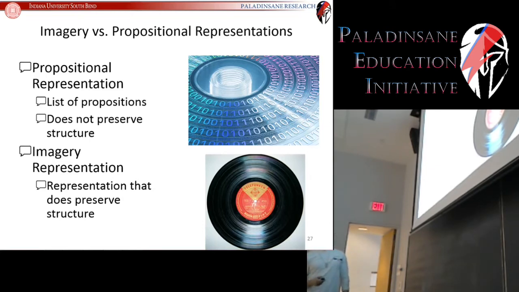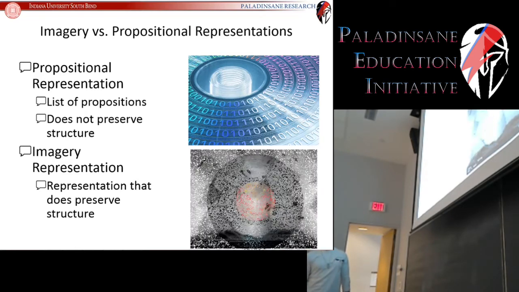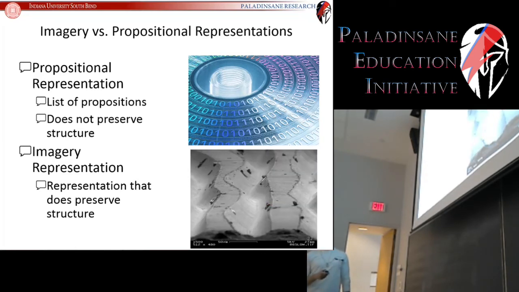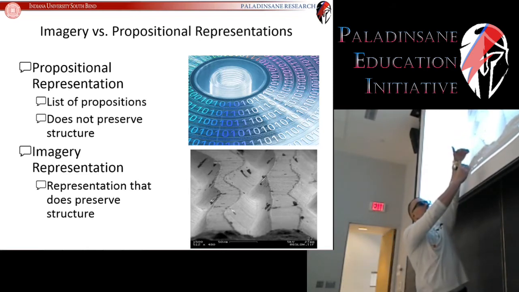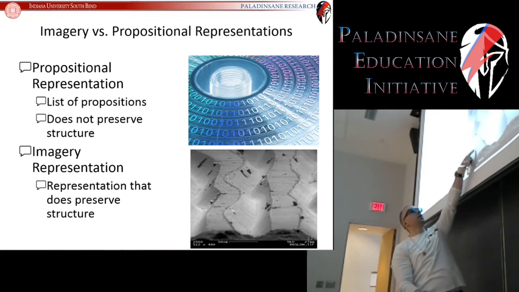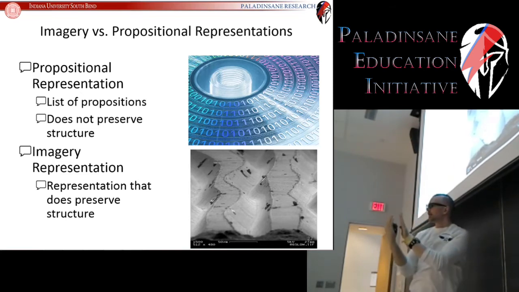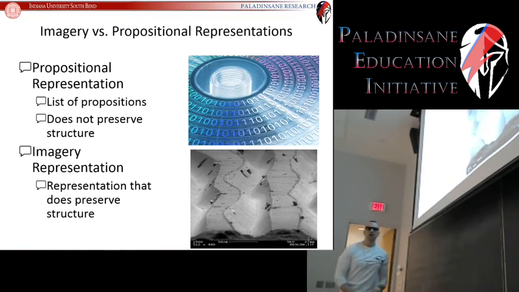A record, on the other hand, has these little grooves in it. And if you take a microscope to those grooves, you'll see that they're actually shaped like the sound that they're representing. They are literally spaced wider if it's a low sound, closer together if it's a high sound. They are deeper if it's a loud sound, not as deep if it's a softer sound.